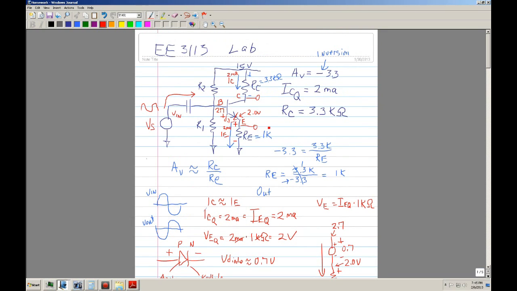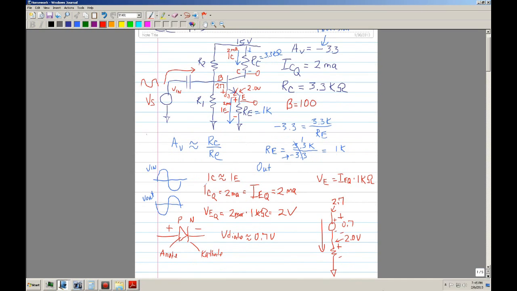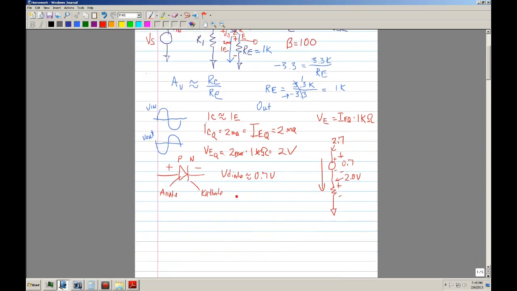Oh, and then there's another thing. Has he talked anything about beta? He's mentioned beta a couple of times, though he hasn't really used it much. What I've done throughout my homework is that beta is mostly 100. That's a good approximation. So let's go ahead and go to the next one.